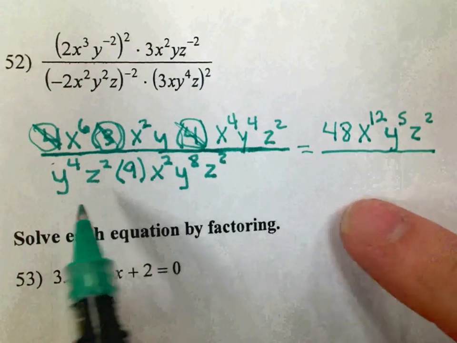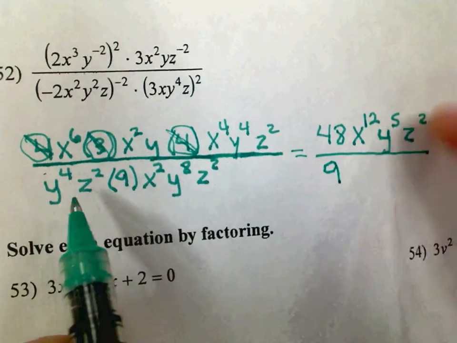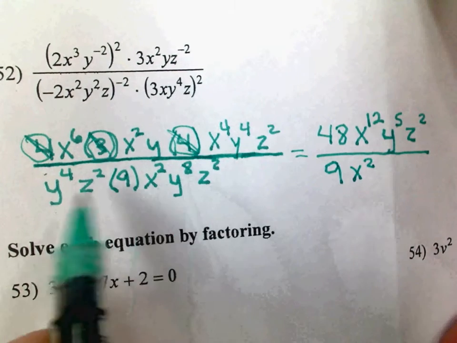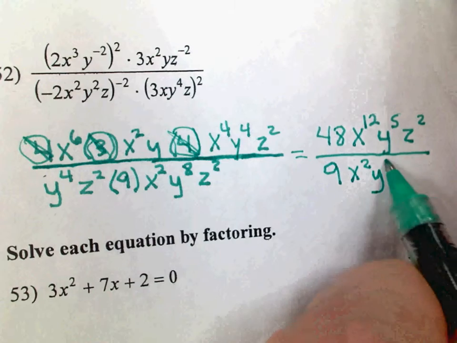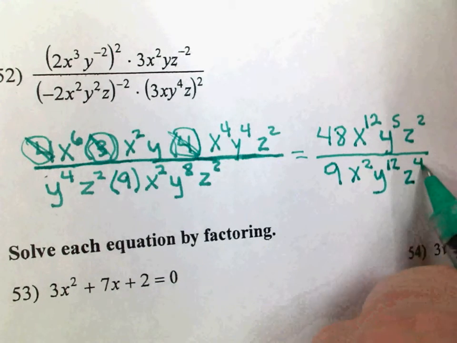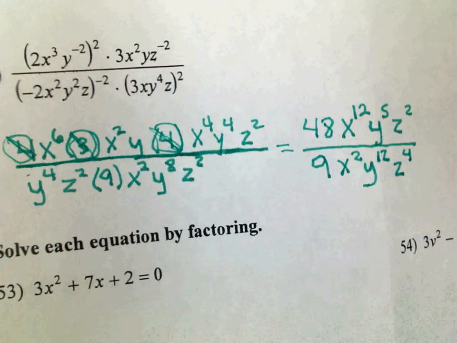Now I'm going to look at the bottom. I have a 9. I've got x squared. I've got a y to the 8th and a y to the 4th, that would be y to the 12th. And z squared and z squared would be z to the 4th. Okay? So I have everything combined on the top, everything combined on the bottom, and then I look and see what I have left.